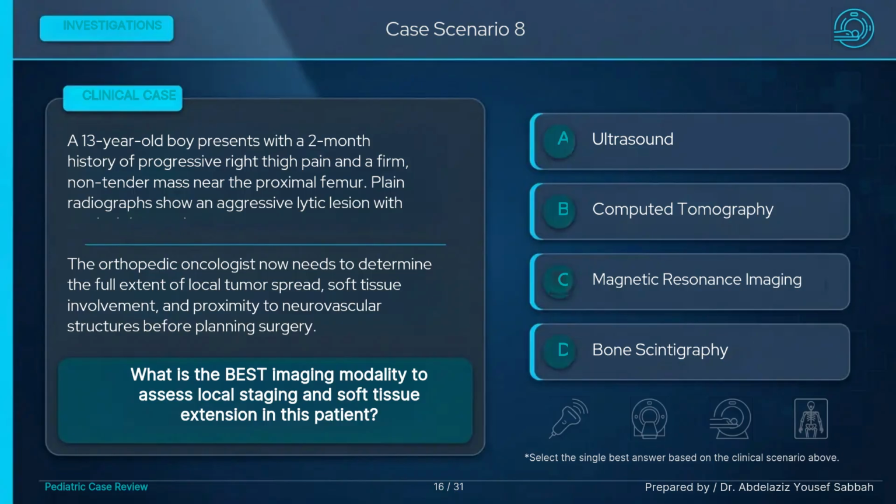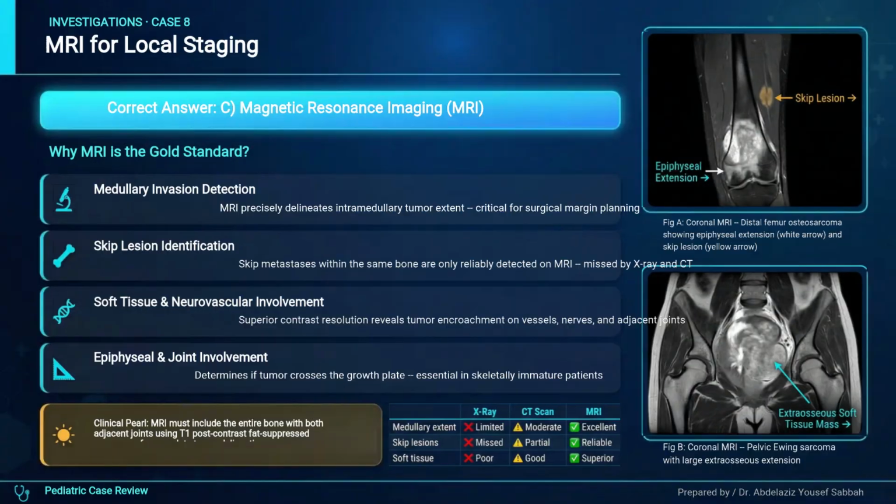Option A. Ultrasound. Option B. Computed tomography. Option C. Magnetic resonance imaging. Option D. Bone scintigraphy. The correct answer is Option C. Magnetic resonance imaging. Magnetic resonance imaging is the gold standard for local tumor staging in pediatric bone tumors. It precisely delineates intramedullary tumor extent, which is critical for surgical margin planning.